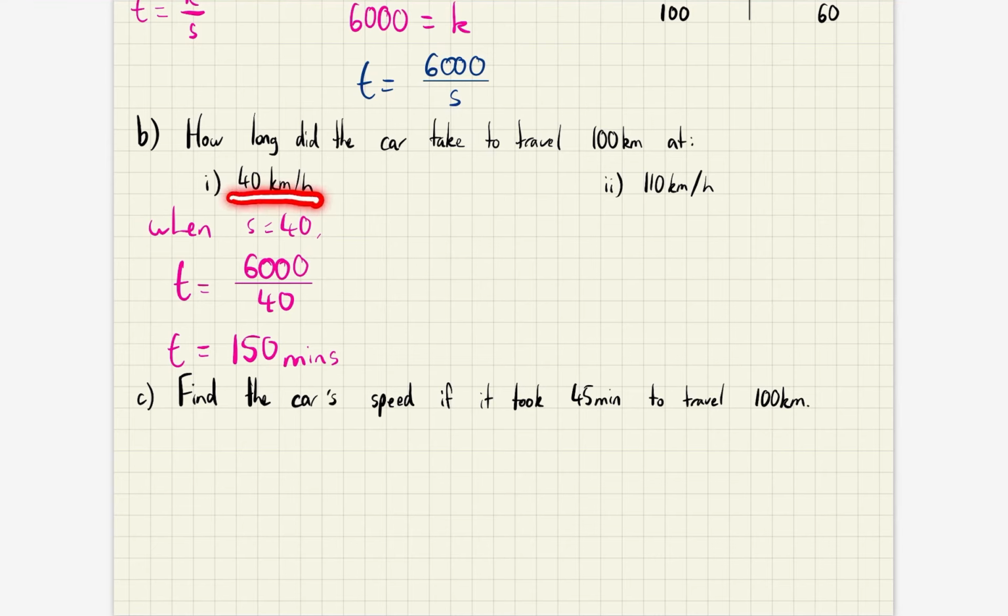And because they're traveling slower, it's taking them longer. And that's how inverse proportion works. The faster they move, which we'll see here, the quicker they'll go, which is actually the shorter the time. So bigger speed, smaller time.